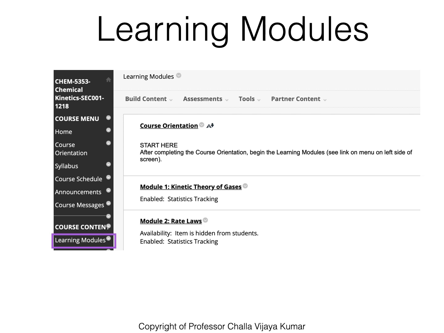For example, when you click on the learning modules, you will see this page, which has all 7 modules plus the orientation module and links to these modules. If you click on the course orientation link, it will take you to that orientation page that we already covered in the previous video. Now what's new here is module 1, kinetic theory of gases, module 2, rate laws, etc.